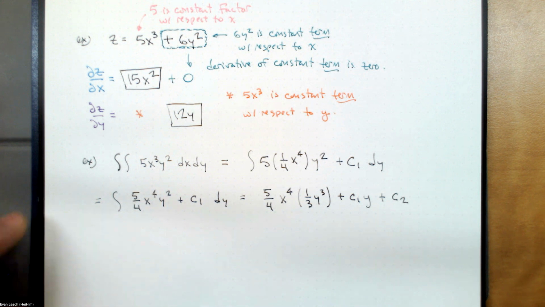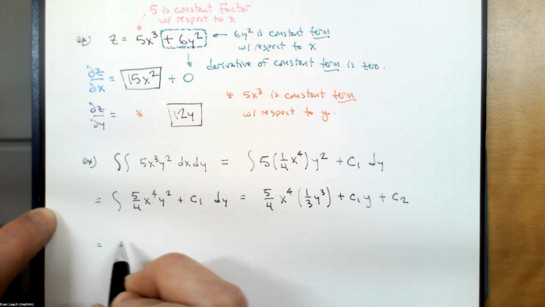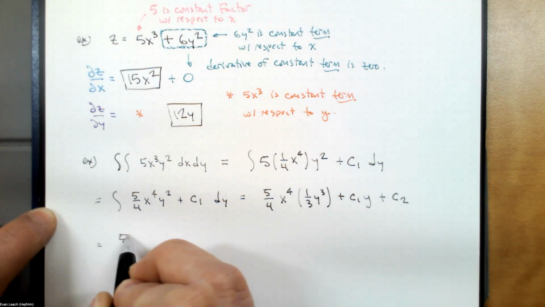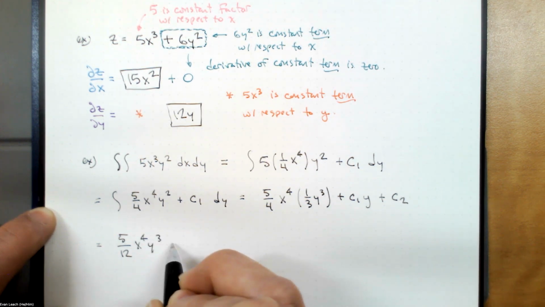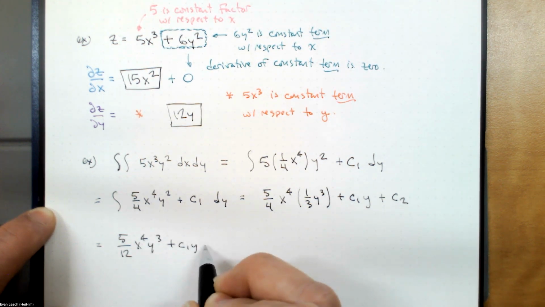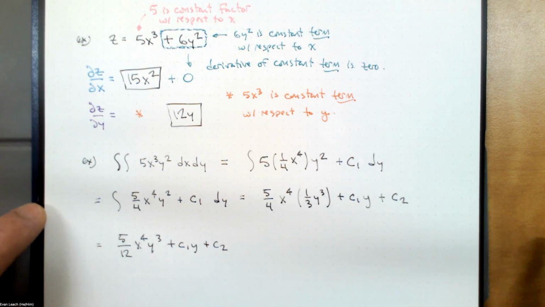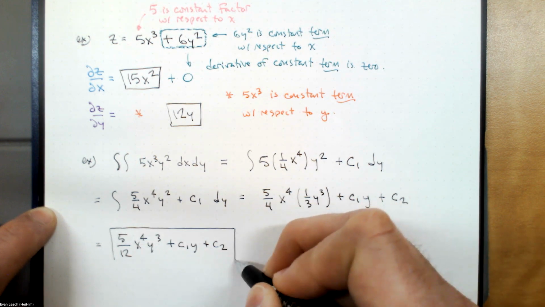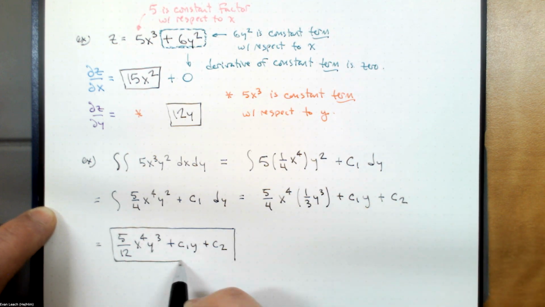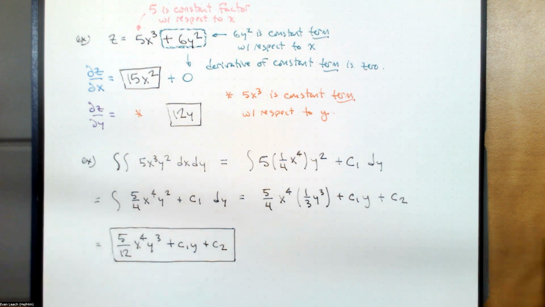Now we should clean this up a little bit. 5/12 x to the 4th, y to the 3rd, C1 times y plus C2. That's very unsatisfying for us right now. The reason I'm pointing out how unsatisfying having C1 and C2 out there is to try to make you think about it. I'm trying to do Inception to make you bothered by this C1 and C2. They're not.